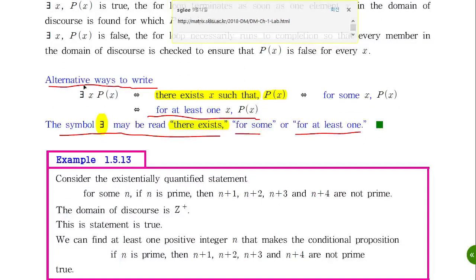Anyway, an alternative way to write "there exists x such that P of x" is "for some x, P of x," or "for at least one x, P of x." So the symbol E may be read as there exists, or for some, or for at least one. But "there exists x such that P of x" is more popular.